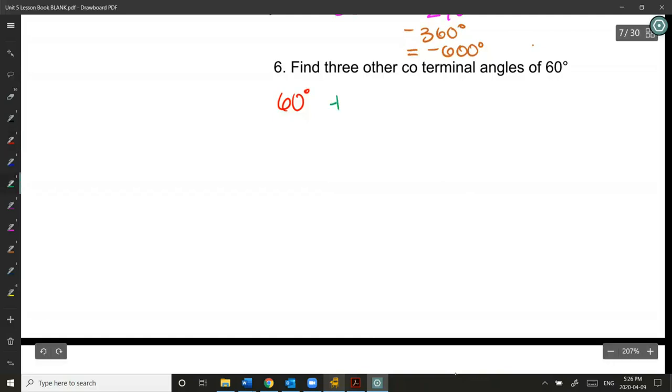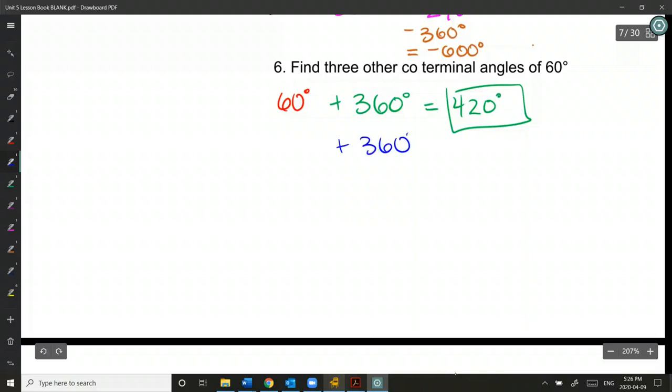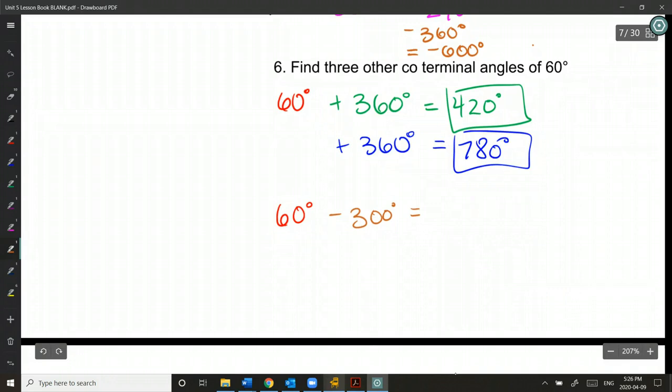So take 60 and add any multiple of 360 that you want. Let's say we add 360 once. We're going to get 420 degrees. This is a possible coterminal angle. If I add 360 to that again, I'm going to get 780. That's another coterminal angle. Let's say we want to find a negative coterminal angle. I'm going to take 60 and subtract 360. Okay, this is going to give me the angle negative 300, and this is also a possible coterminal angle of 60.